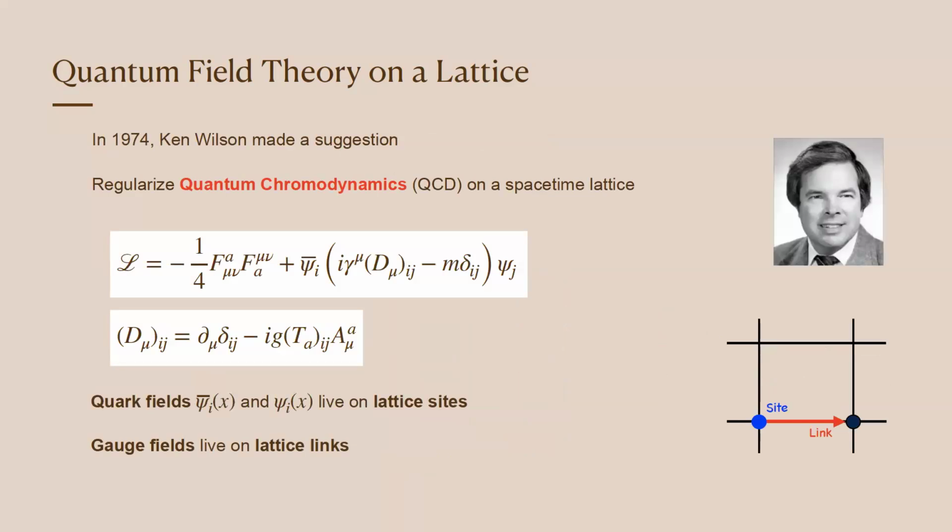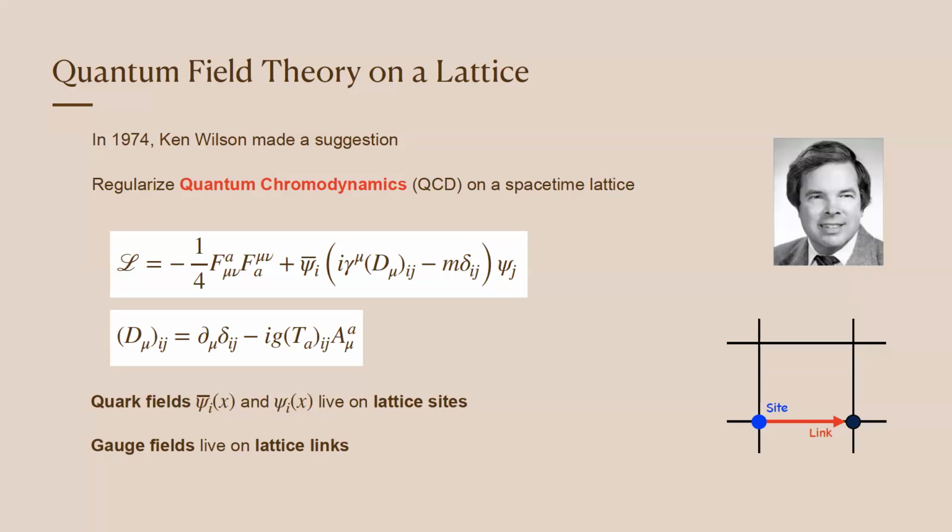So the origin of lattice field theory: in 1974, Ken Wilson suggested that we can regularize the theory of strong interaction, quantum chromodynamics, on a space-time lattice. And we can try to extract the nature of the strong force, whether it's confining or not. And he was able to show that QCD was confining in 1974 from lattice calculations.